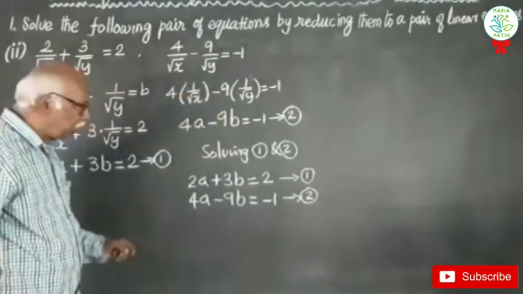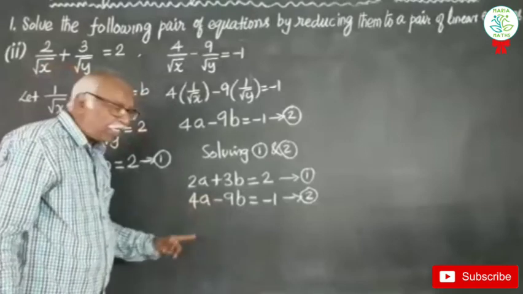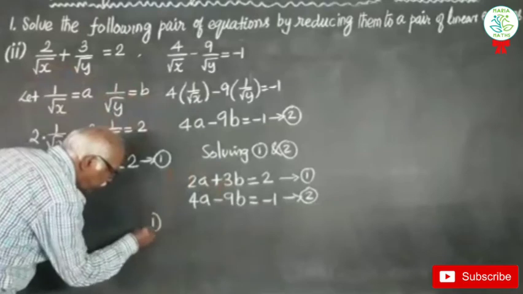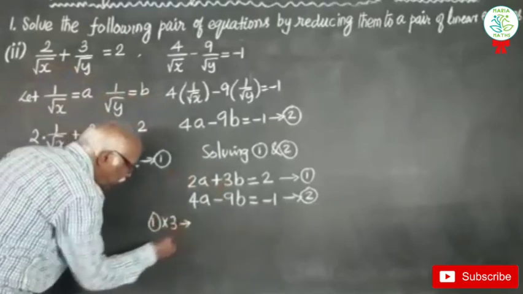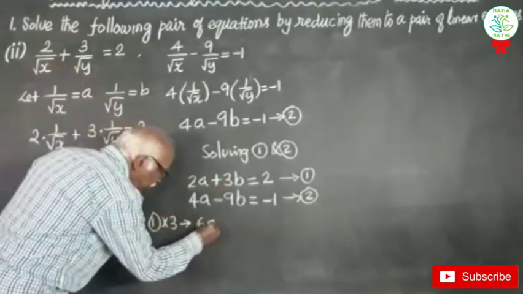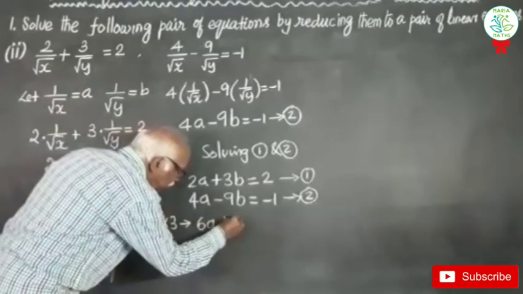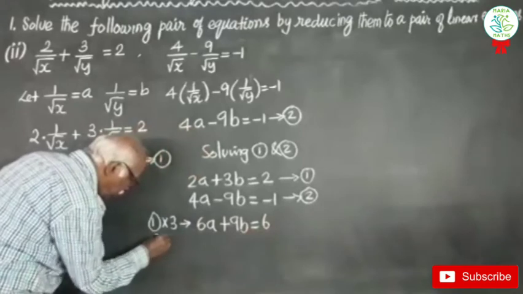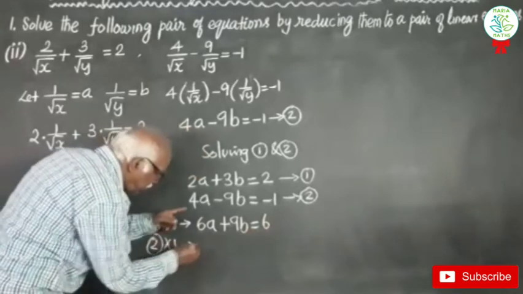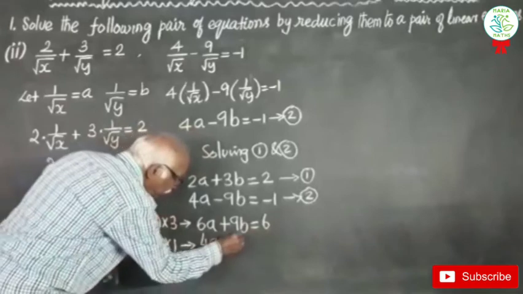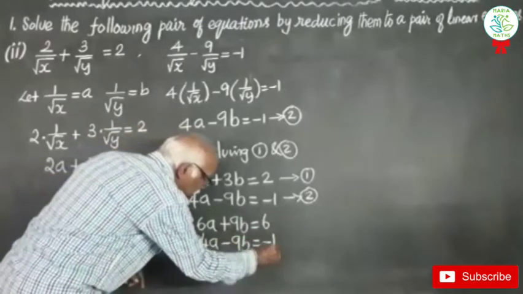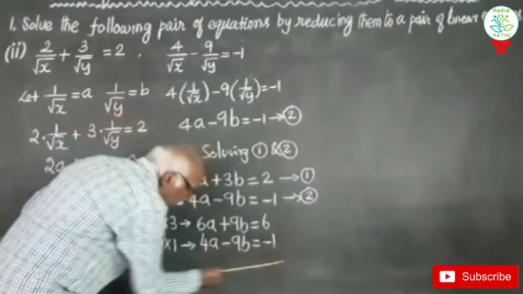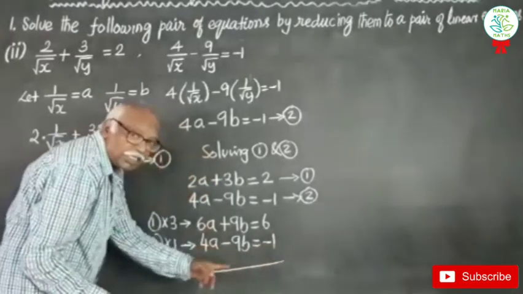If I want to cancel b, first multiply equation 1 by 3. Equation 1 into 3 implies 6a plus 9b equal to 6. Equation 2 into 1 implies 4a minus 9b equal to minus 1. This is direct in the equation. Now, without changing the sign, cancel.